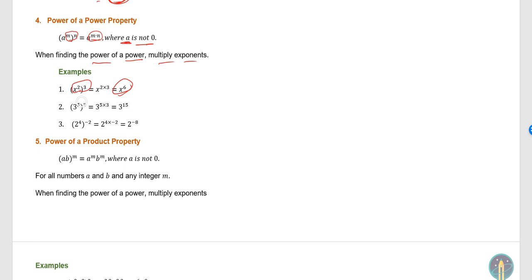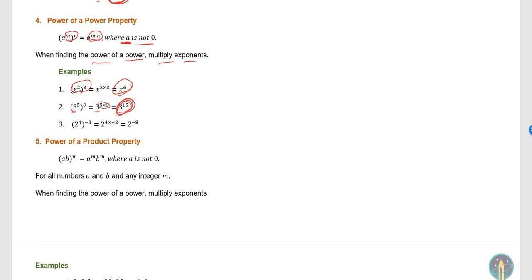3 to the 5th, all to the third power. So again, multiply the exponents and then take the base the same. So 3 and then 3. So then 5 times 3 becomes the new exponent, which is 15. So it's 3 to the 15th.